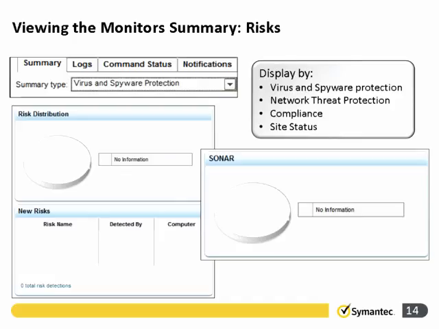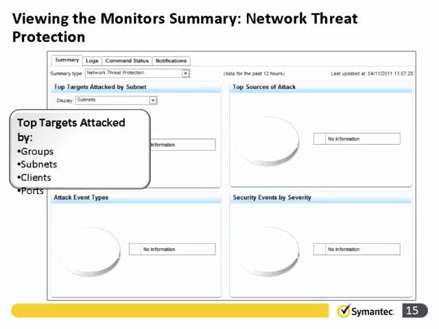So viewing the monitor summary in the Risks tab now, we can see the risk distribution. We can see the new risks and also the sonar information. Under the Network Threat Protection area, we can look at the information from top targets attacked by either groups, subnets, clients, or ports.